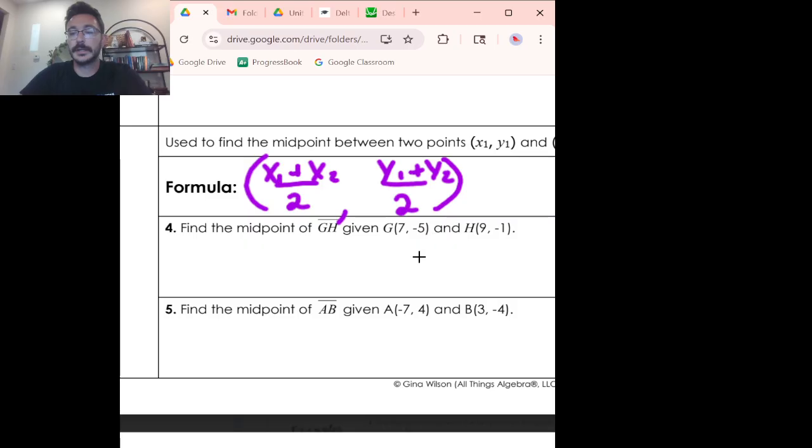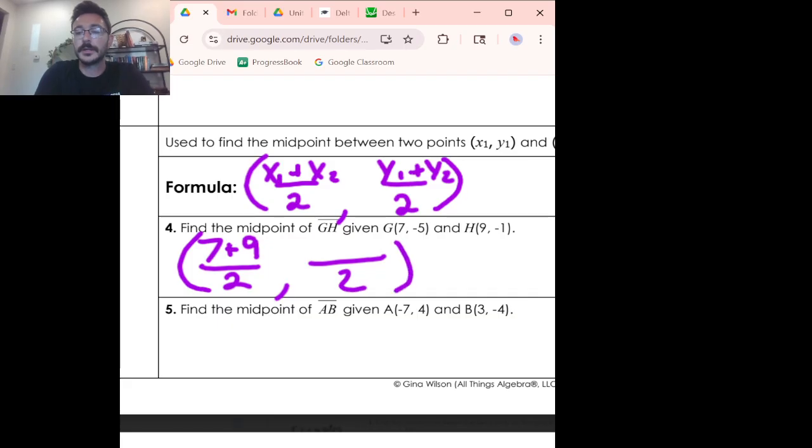So what that would look like for, say, number 4 here is my x's, the 7 and the 9, get added together. I'm going to leave it written out for right now instead of simplifying, just so you can see. And my y's get added together, so a -5 plus a -1, which we would know kind of like subtraction. And those two numbers are your new x and your new y.